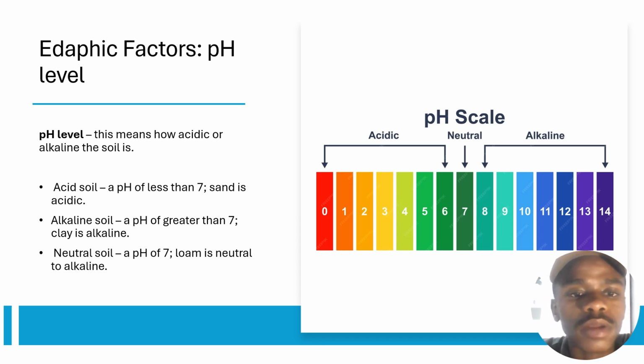So the pH value simply means how acidic or alkaline the soil is. We have acidic soil with a pH value of less than 7, and as an example we can have sandy soil. We also have alkaline soil with a pH value of greater than 7, meaning it is between 8 and 14. An example there can be clay soil. We also have neutral soil with a pH value of 7. An example for this one can be loam soil.